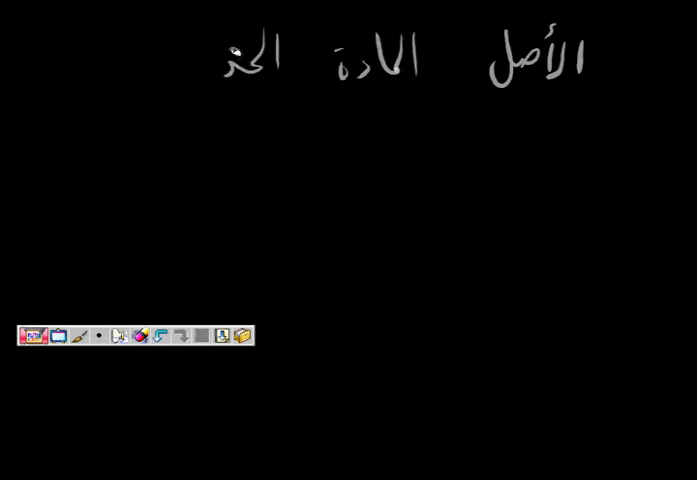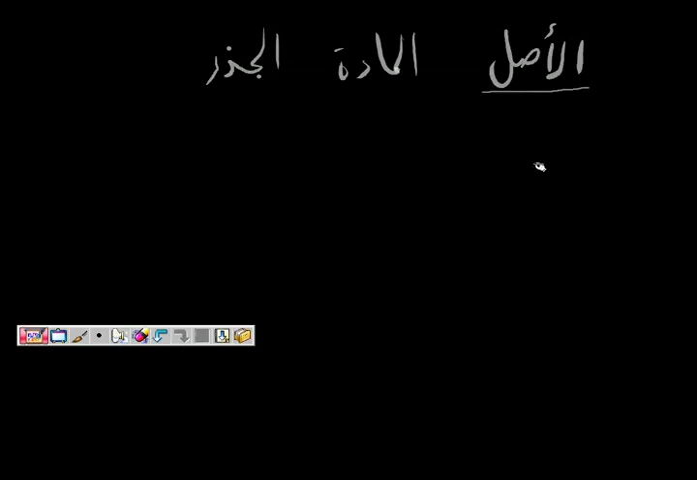Al-jadr. Right, so al-asl, al-madda, al-jadr. Classically, grammarians would call it al-asl, the root. And many different words are related by their root.